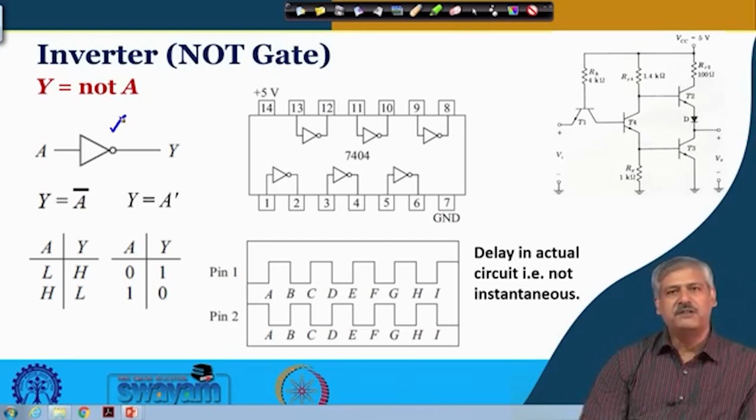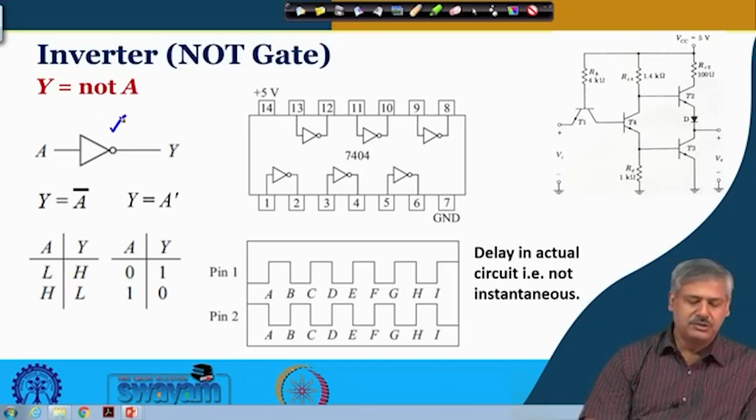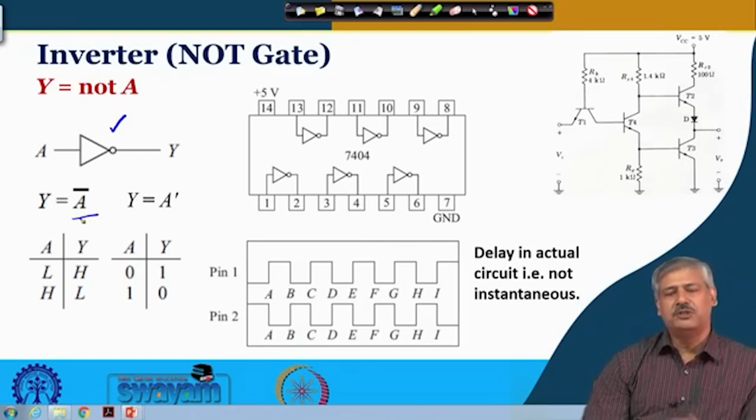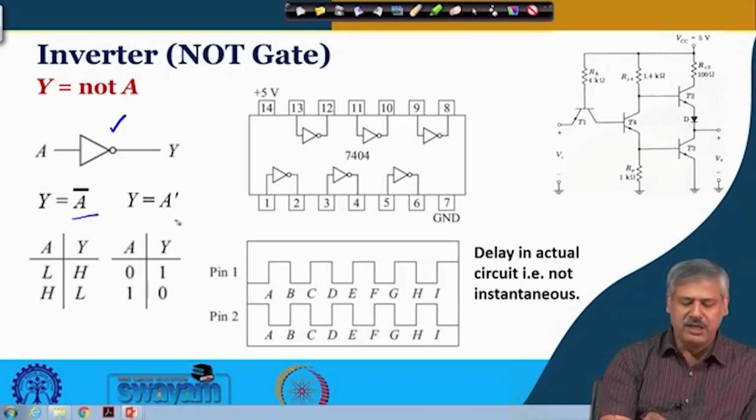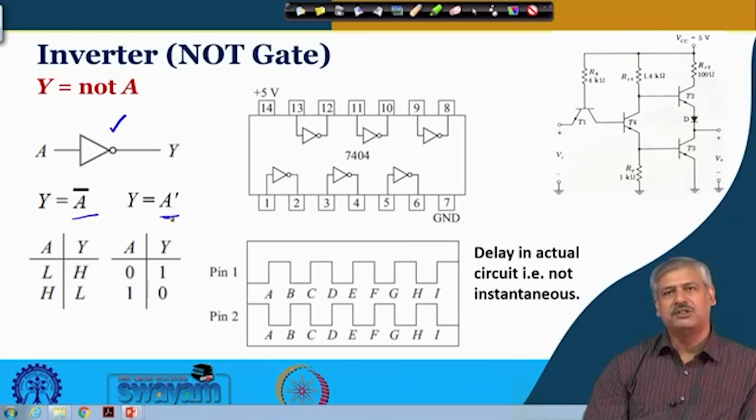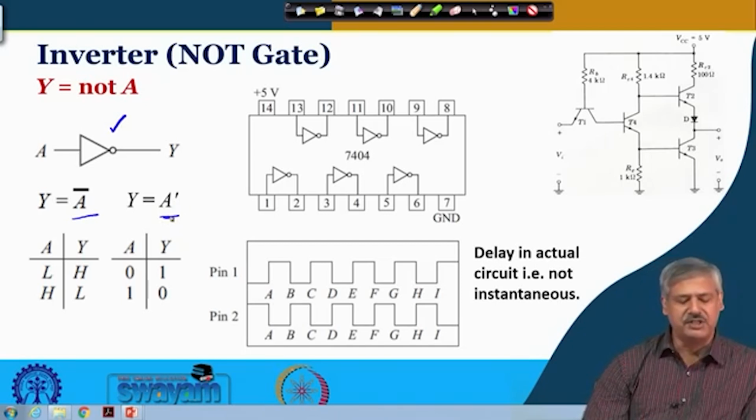The other way of representing inverting operation is through a Boolean expression. So, this is y is equal to a complement, which represents inverting operation, and it is represented through a bar or a prime. Both are equivalent. So, we shall use these two notations interchangeably.